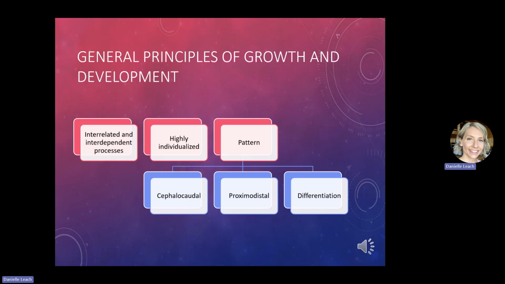And then differentiation, that means progression from simple tasks to more complex tasks when we're talking about development. So an example of that is a baby usually learns to crawl before learning to walk.